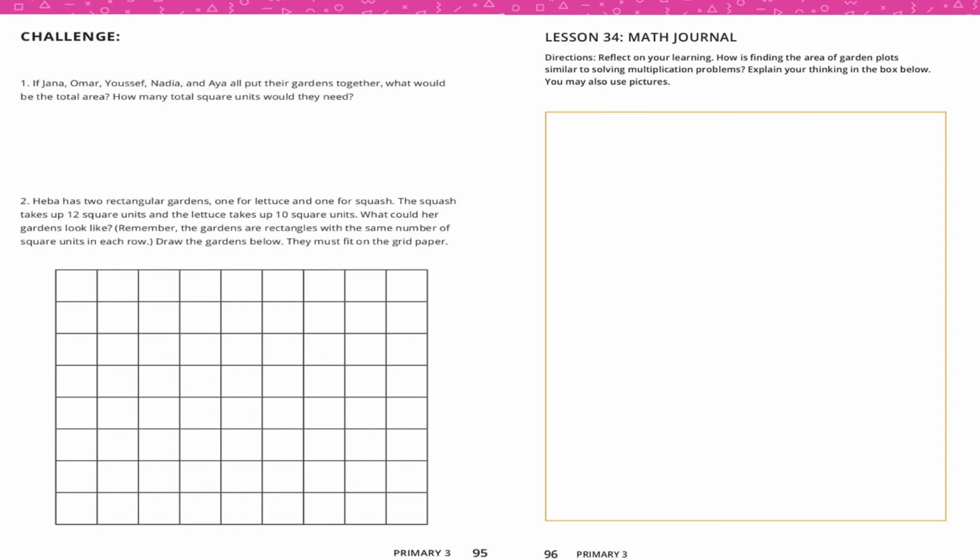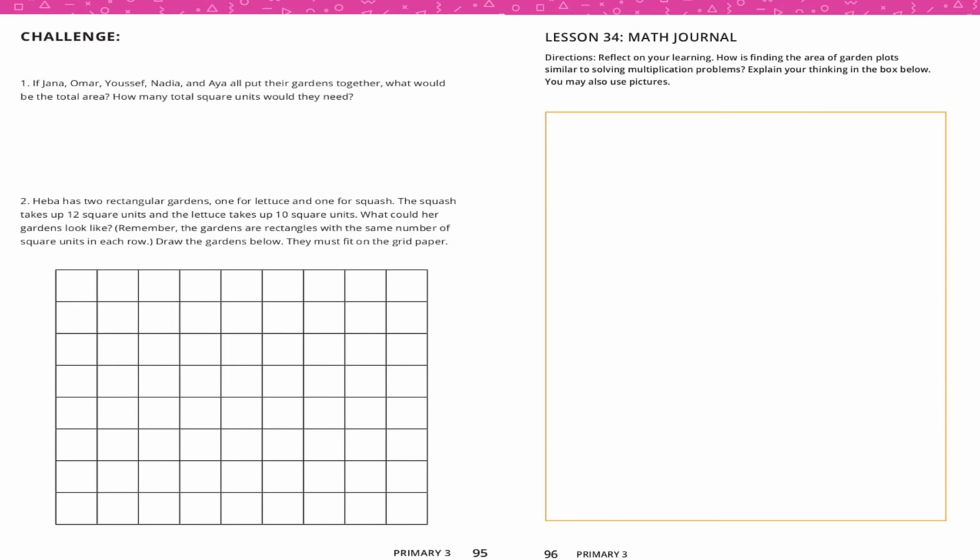Let's go to our challenging part. Number 1, if Jana, Omar, Yusuf, Nadia, and Aya all put their gardens together, what would be the total area? How many total square units would they need?